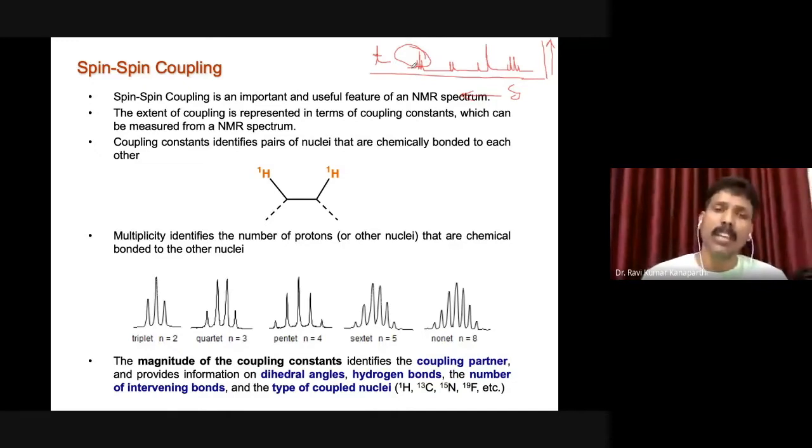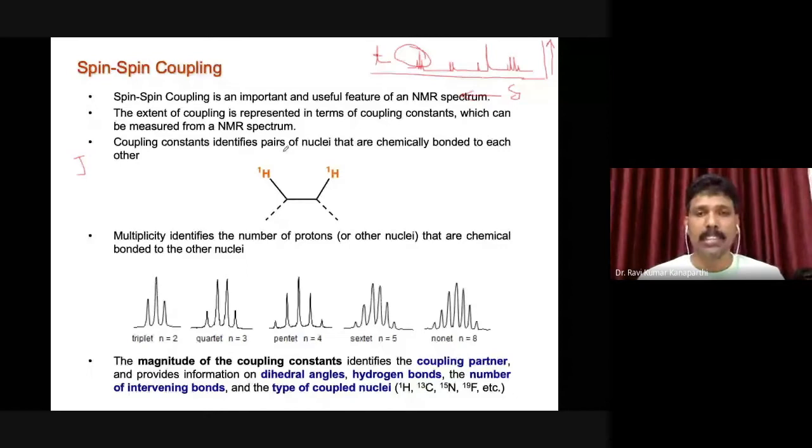Okay, the coupling constant is represented with the symbol J, and its units are Hertz. We will learn more about it, but let's see the basics before that. And what kind of information do we get? The coupling constant identifies the number of nuclei which are in the vicinity. So how much it will split depends upon how many neighbors it has.